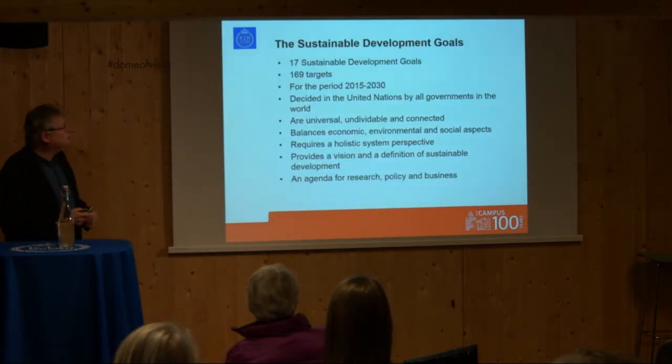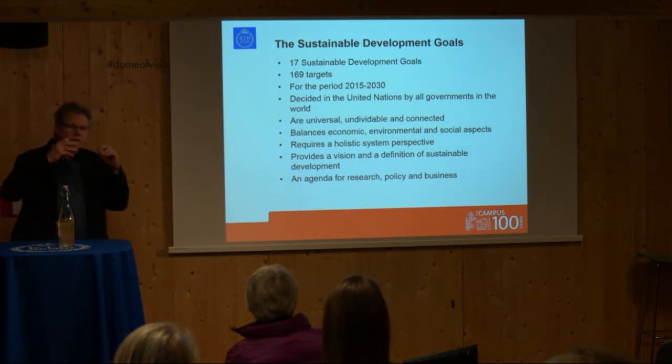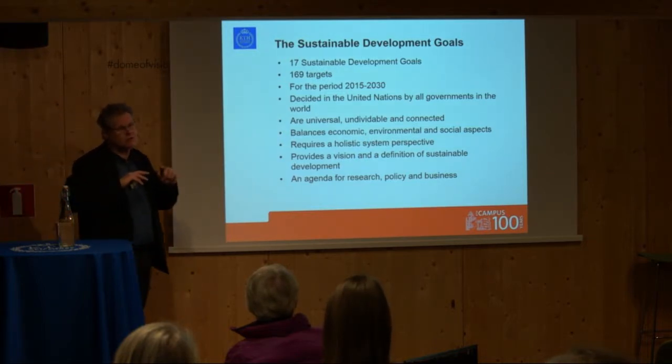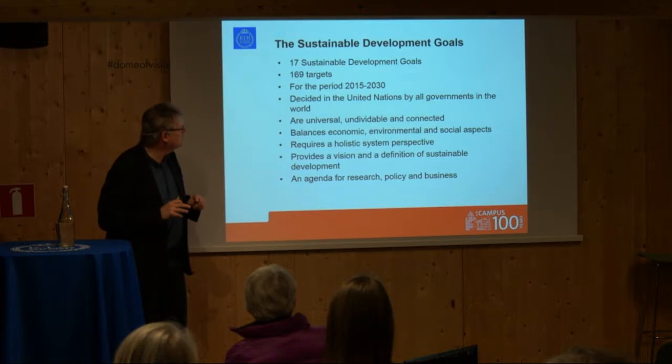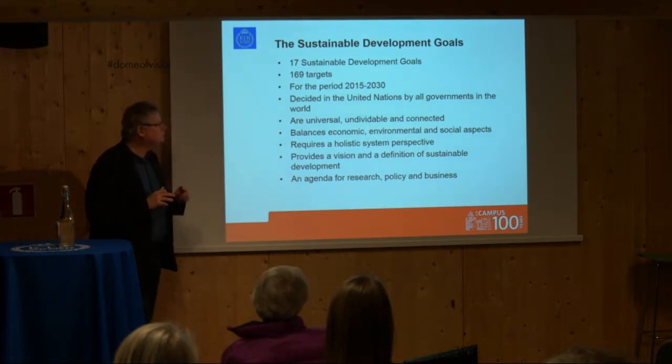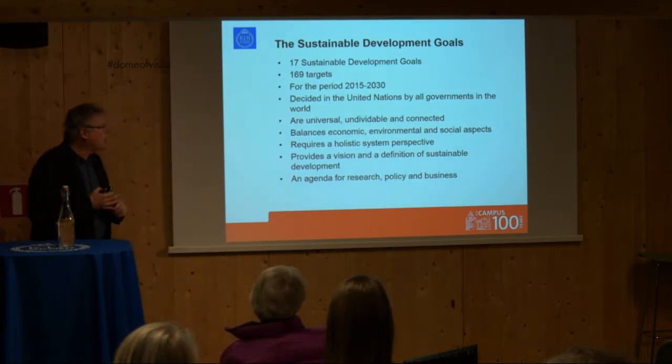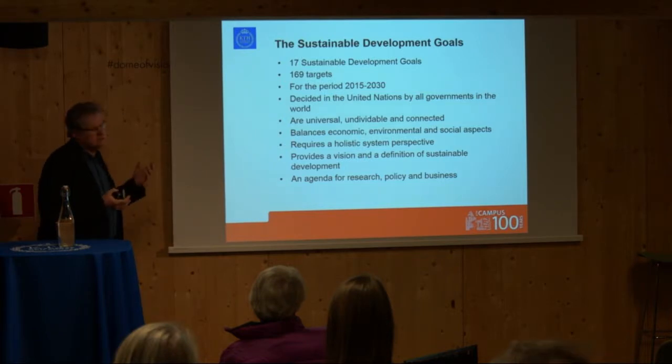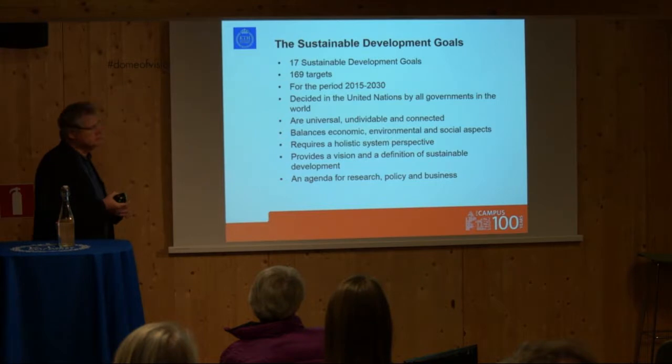So there are 17 Sustainable Development Goals, and under them there are targets as well. There are altogether 169 targets. And they are for the period 2015 to 2030. And as I mentioned, they were decided in the United Nations by all governments in the world.